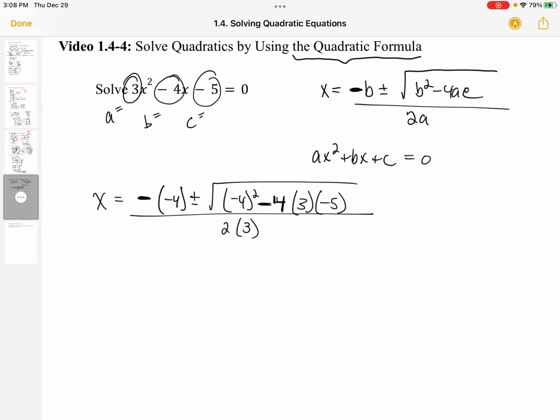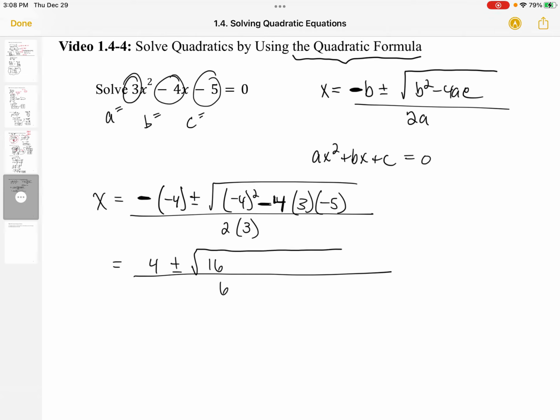So now I'm going to simplify this using the order of operations, though I can bounce around a little bit, being careful that I don't conflate any of the rules using the order of operations. So negative 4, I could easily rewrite that as 4. Plus or minus, I'm going to put my fraction bar in. My denominator, 2 times 3, is going to be 6. Okay, so now we have the square root. I'm going to square negative 4.